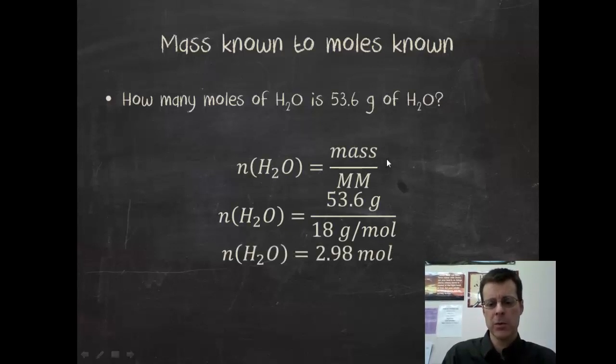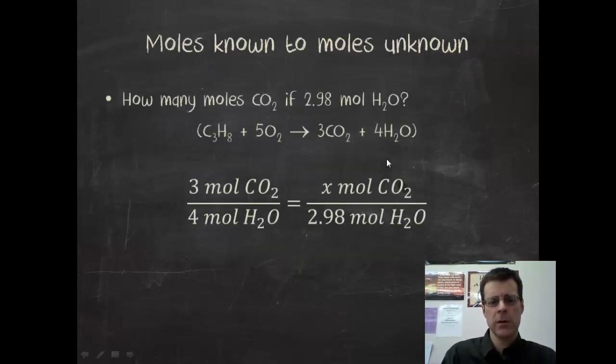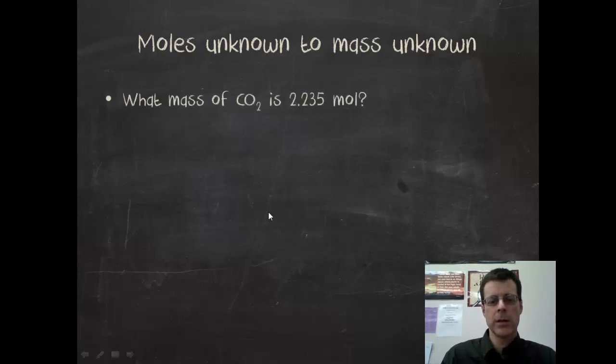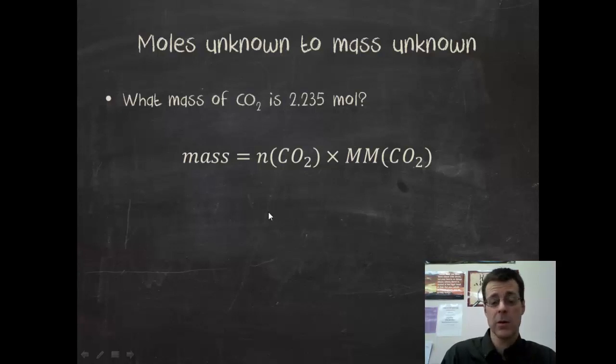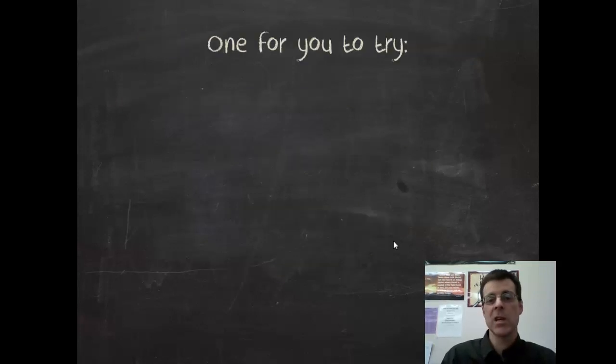2.98 moles of water. Converting using the ratio, and again, these numbers come from the balanced chemical reaction, 3 and 4. This number, 2.98, comes from the previous step. 2.235 moles of carbon dioxide, solving that ratio. And then multiplying by the molar mass of carbon dioxide. Molar mass of carbon dioxide, 44 grams, and we end up with 98.34 grams of carbon dioxide. Same steps every single time.